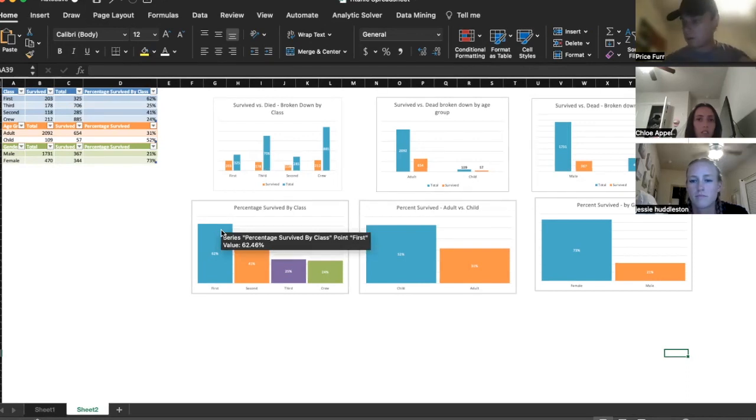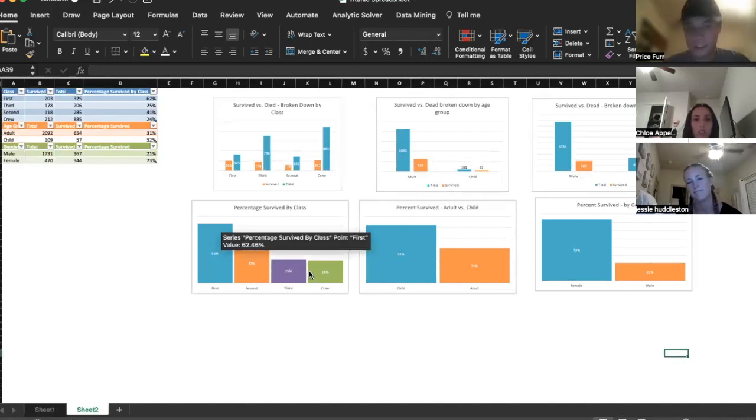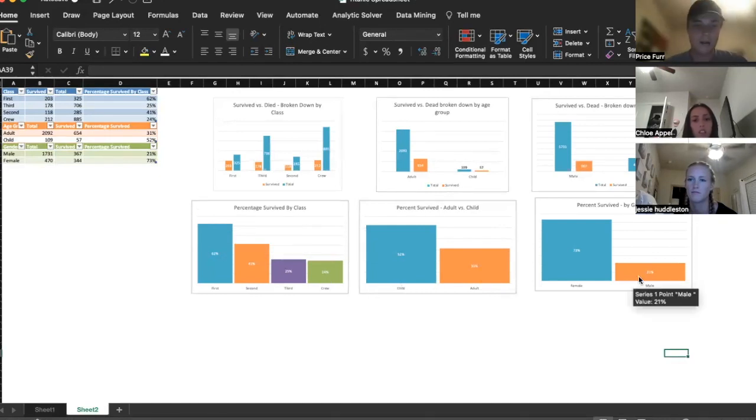So in terms of most likely, looking at these bar charts, we found that a first class member who was a child and a female would have the highest rate of survival, and then least likely, crew member, adult, and male. And we just found this by looking at the different bar charts and coming to that conclusion.